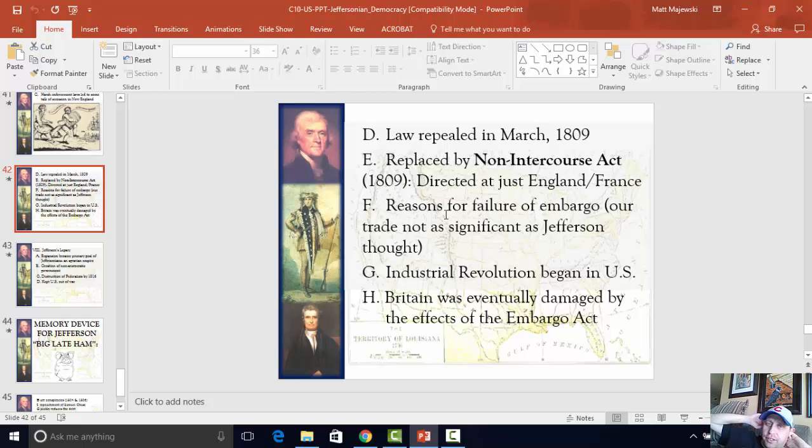Now, reasons for the failure. One, smuggling. All right? We still sell our goods. But the big reasons for the failure: people are still smuggling goods, but most importantly, why does the embargo fail? It fails because our trade was not as significant as Jefferson thought it would be. The British and the French were not as dependent on us for trade goods as we anticipated.